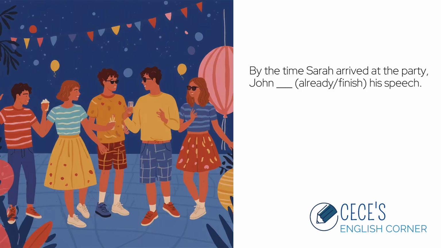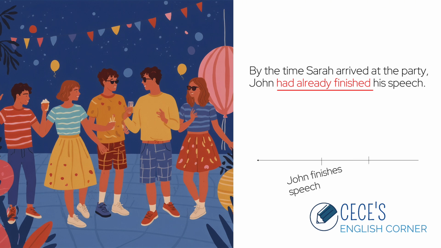By the time Sarah arrived at the party, John already finished his speech. The correct answer is, by the time Sarah arrived at the party, John had already finished his speech. Here, we're using the past perfect tense to describe the earlier event in a sequence of events. We know that the first event that occurred is John giving his speech because the past perfect tense was used. The second event is Sarah's arrival to the party. We know this because the past simple tense was used.